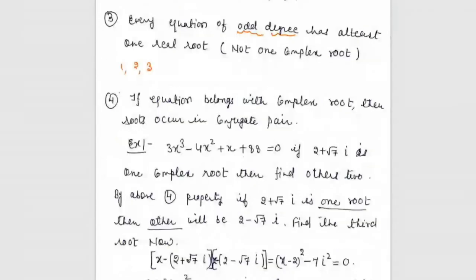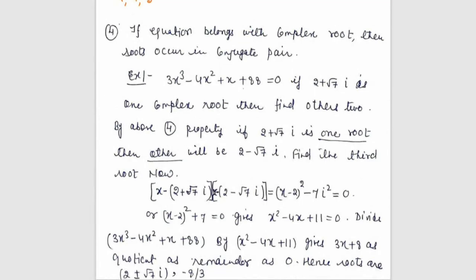Now see, this is the fourth tip. If an equation has a complex root, then complex roots occur in conjugate pairs. Please note this point. If you are getting any complex root, it will always be in a conjugate pair. Suppose your equation is 3x cube minus 4x square plus x plus 88 equals 0. Can anyone let me know how many real roots will be here?